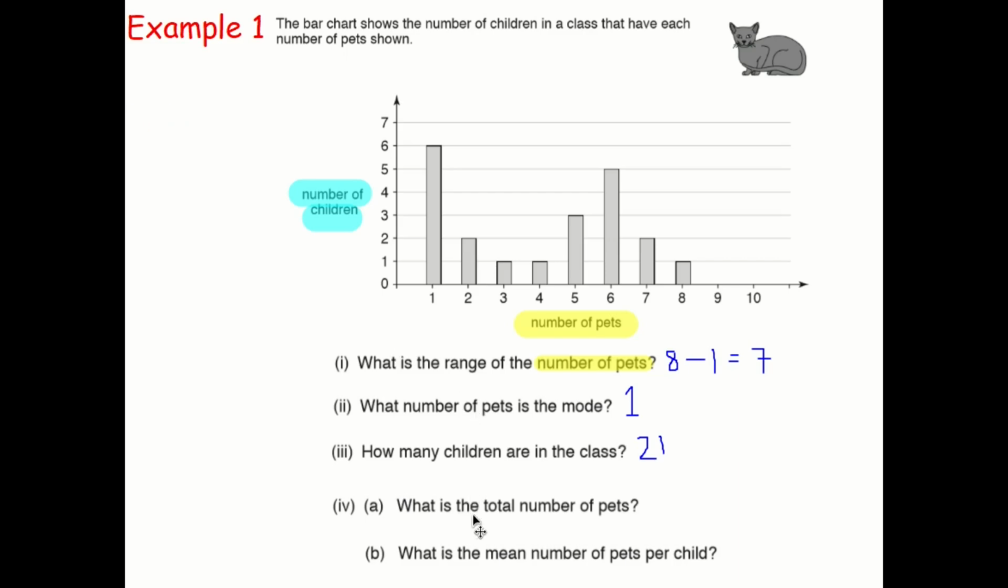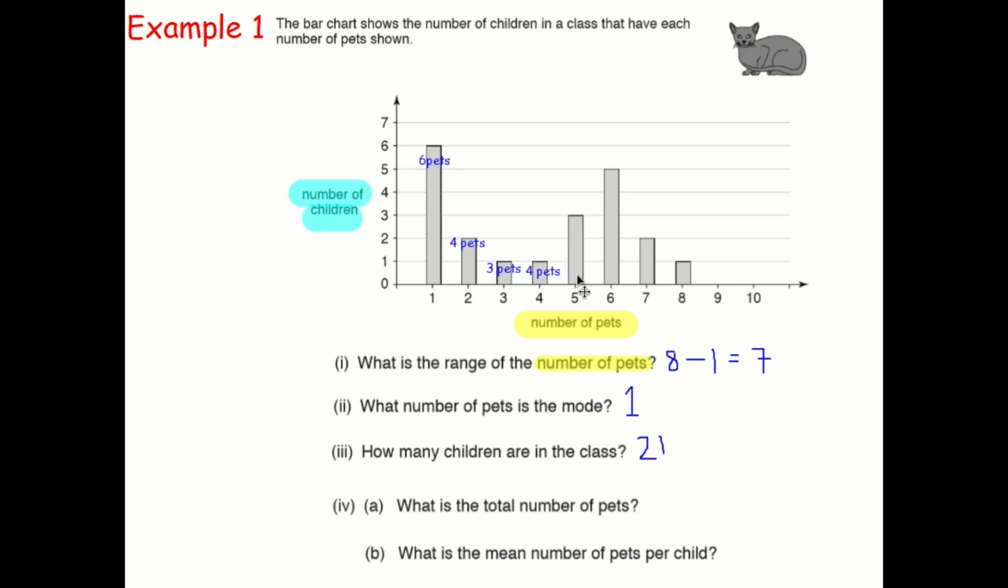Okay, what is the total number of pets? Now this is a tricky one. The total number of pets. Well, if 6 children have 1 pet, that actually gives me a total of 6 pets. If 2 children have 2 pets, that is 4 pets. If 1 child has 3 pets, then that is another 3 pets. If 1 child has 4 pets, that's just 4 pets.